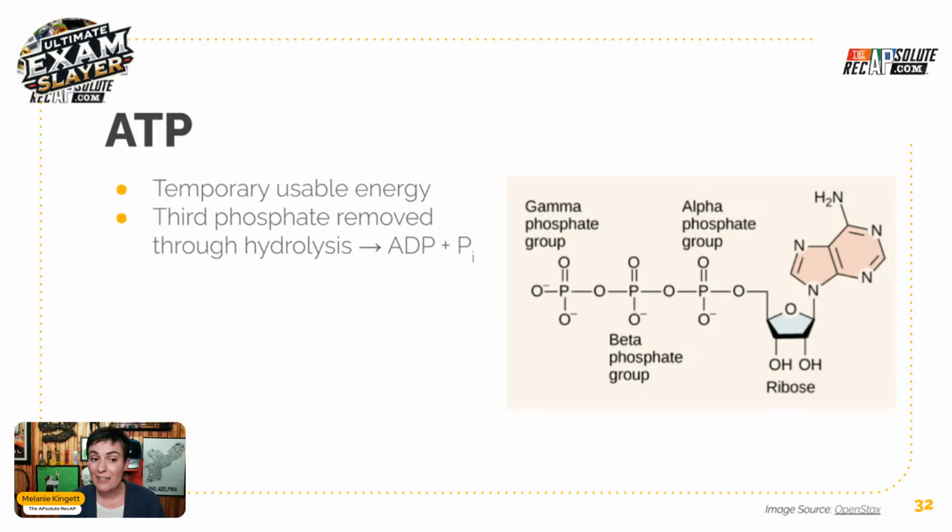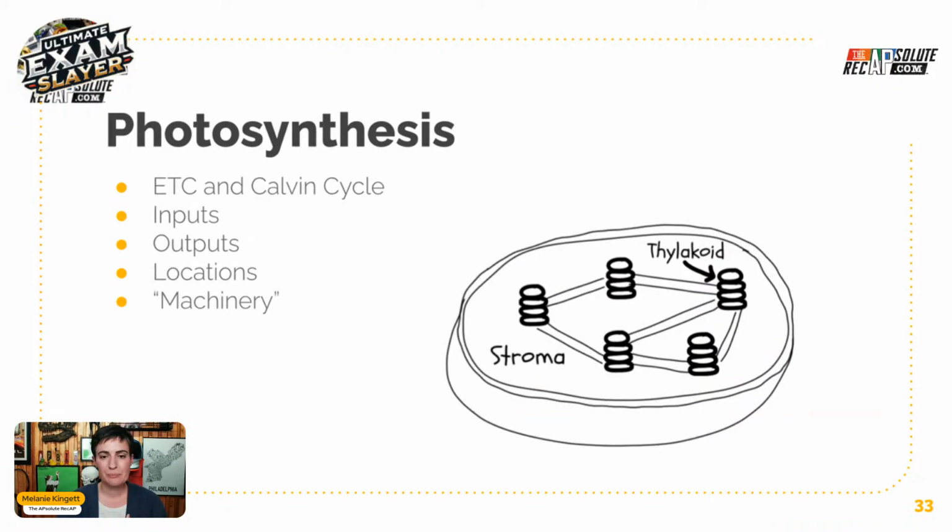Now, you can get more energy from ATP if you hydrolyze the second phosphate group. It takes a little bit more to do so. And so it's not as, we'll say, energy efficient to do that as a process.